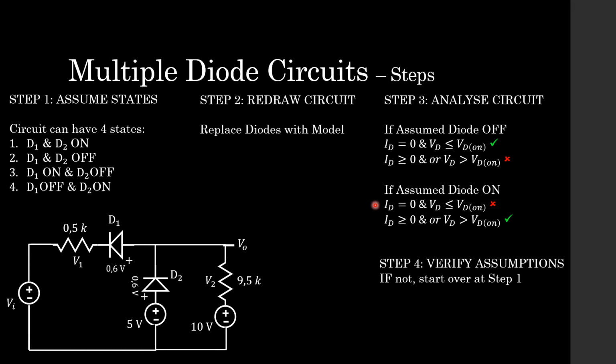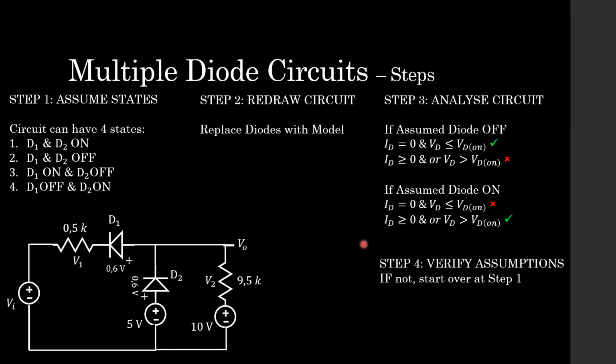But moving on, if you had assumed that your diode is on, then when you perform your circuit analysis and you find that the current through the diode is equal to 0, and the voltage across the diode is less than or equal to the diode on voltage, you know that your assumption is incorrect. If you assumed your diode is on and you performed your analysis only to find that the current through your diode is greater than or equal to 0 and or the voltage across the diode is greater than the diode on voltage, then your assumption is correct.